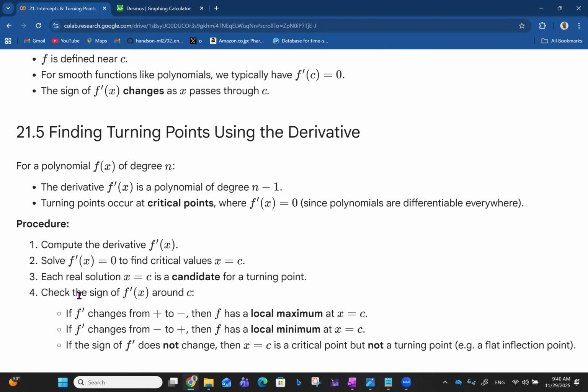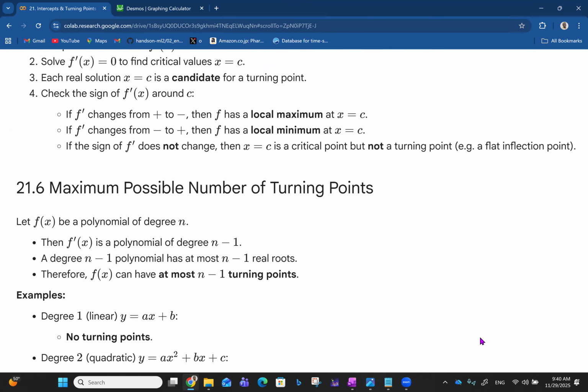If f prime changes from plus to minus, then f has a local maximum at x equals c. If f prime changes from minus to plus, then f has a local minimum at x equals c. Okay, if the sign of f prime does not change, then x equals c is a critical point but not a turning point, e.g. it is a flat inflection point. We are going to see all of this in action as we move on.